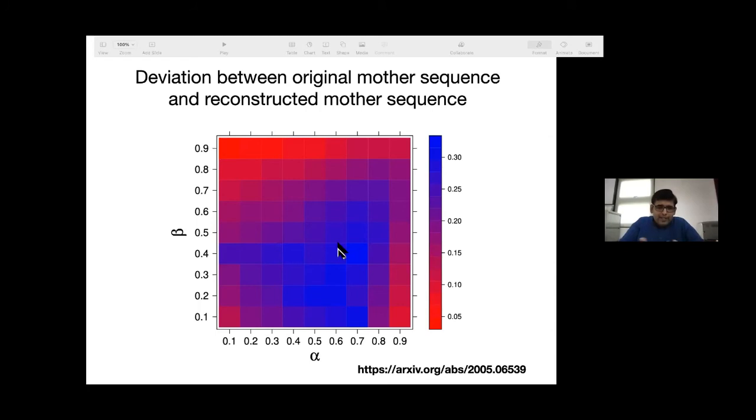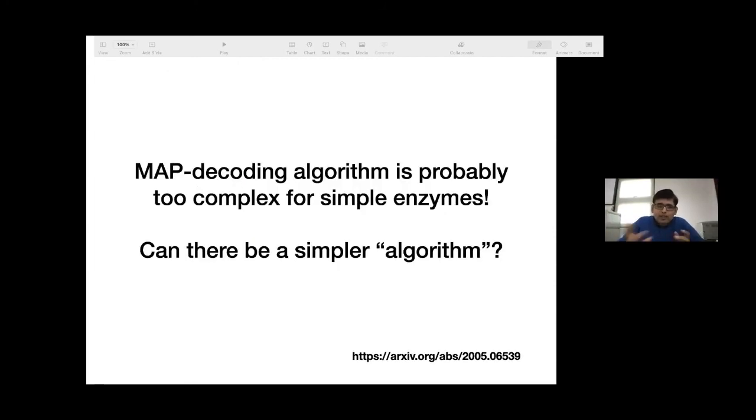And it is an interesting question whether enzymes can do better than the best known algorithms in the field of information theory. But one would naively think that even this kind of MAP decoding algorithm is probably too complex for simple enzymes to carry out, because there are a lot of computations, and it takes a few days for a computer to do. So the question is, can there be a simpler algorithm than the MAP decoding algorithm?